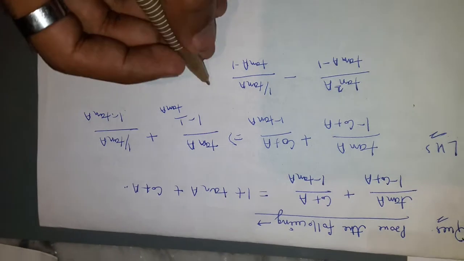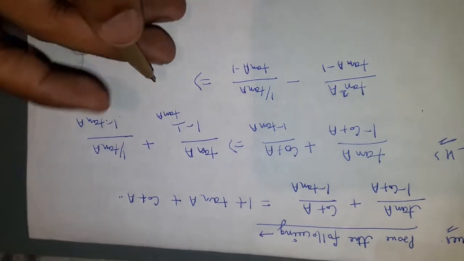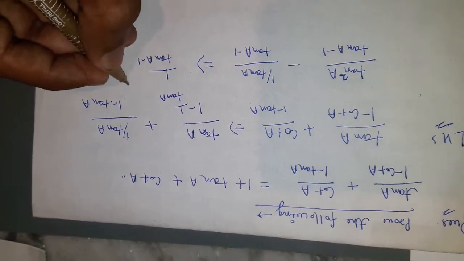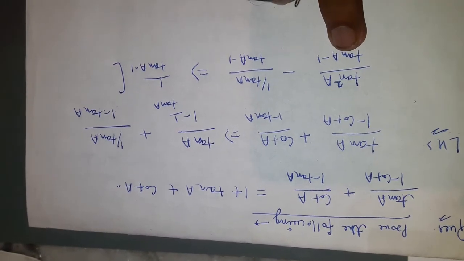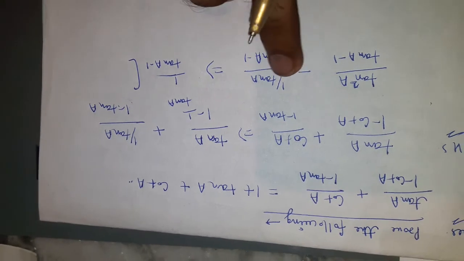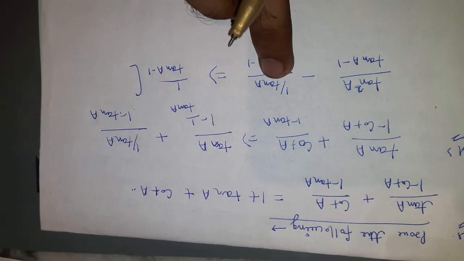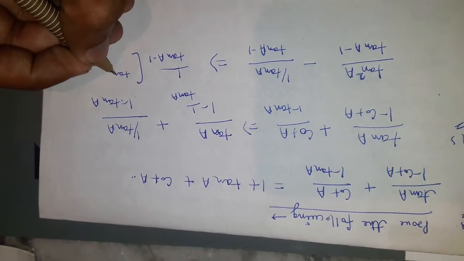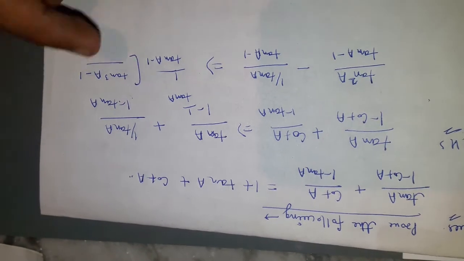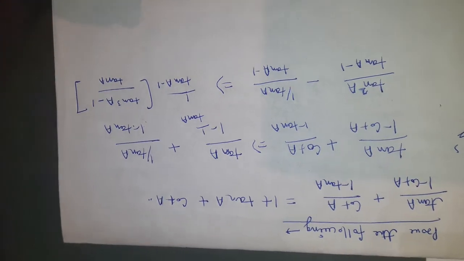Now we have to solve this expression further. From this we can take 1 upon tan a minus 1 as common. So what is going to be inside? Here it is tan square a minus 1 upon tan a. After that we are going to take the LCM, so it must be tan cube a minus 1, and in the denominator we are going to get tan a. Now we have to further solve this.